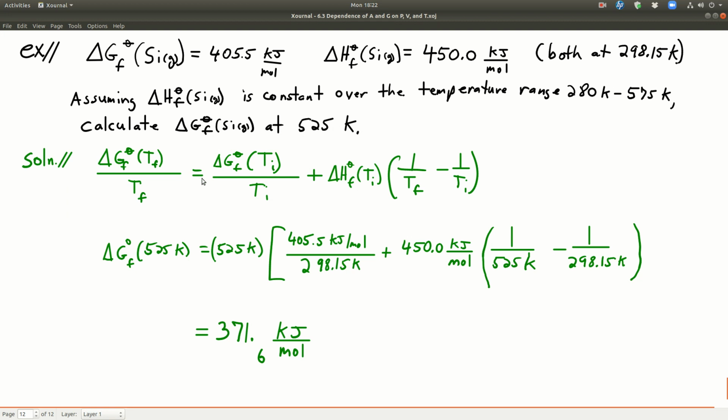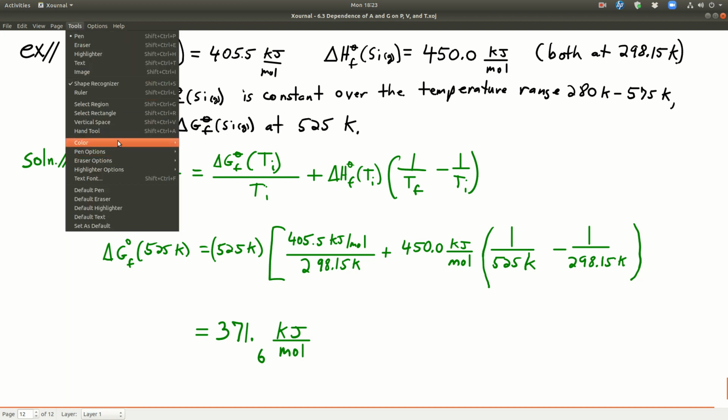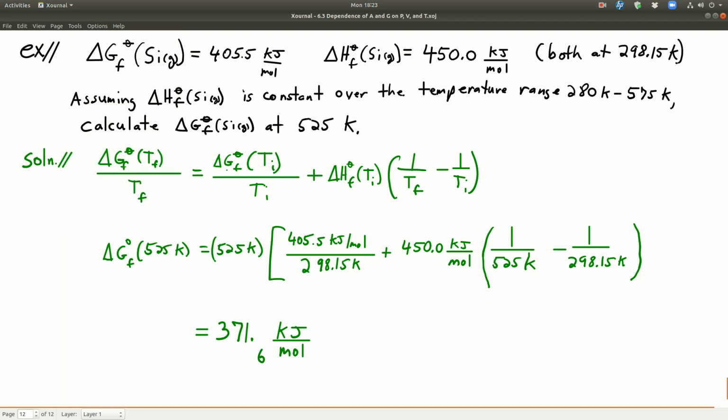So we just plug into this equation we derived, where the final temperature will be 525 Kelvin and the initial will be 298.15. We plug in our delta G at 298.15, and delta H. Multiply both sides through by the final temperature, which is 525, and plugging our numbers in, oops, forgot a bracket, we end up getting 372 kilojoules per mole. You should check my numbers as always, please. So that's that section.